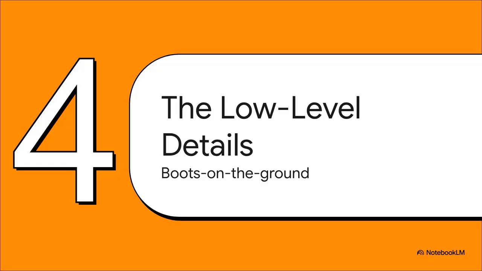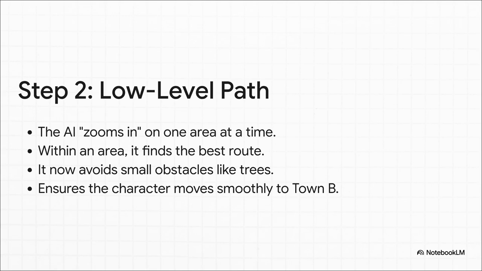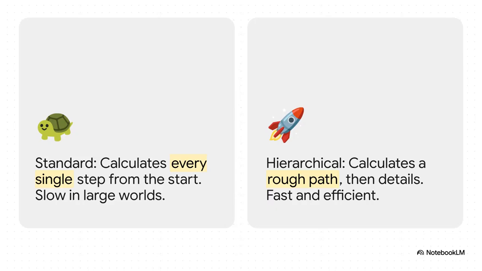Okay, so once that high-level plan is locked in, it's time to zoom all the way in. We're going from that bird's-eye view down to a boots-on-the-ground perspective for the nitty-gritty navigation. So, following our little story, the AI isn't looking at the whole map anymore. Nope. Now it's focusing only on the forest. It calculates the best possible path through just that one area, and now it starts paying attention to the small stuff, like dodging trees and rocks. It does this piece by piece for each leg of the journey, making sure the character moves smoothly all the way to Town B.